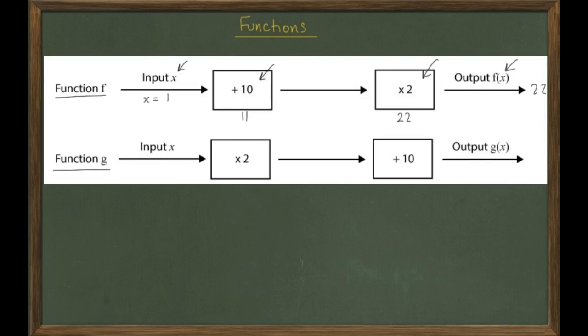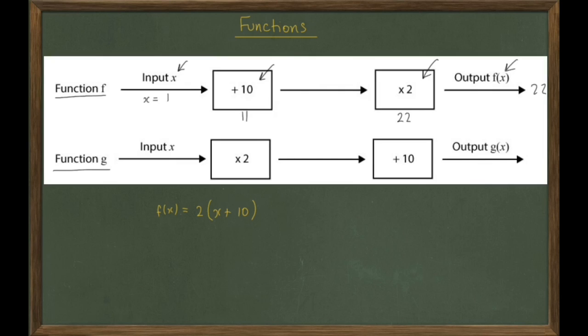Now, how could I write that algebraically? What I could say is that the function starts with a value x, we then add 10 to that value, and then we have to multiply the whole thing by 2. So I have to put it in brackets just to indicate that I'm going to multiply the whole thing by 2. And the way that we write this is: f of x is equal to 2 multiplied by (x plus 10).